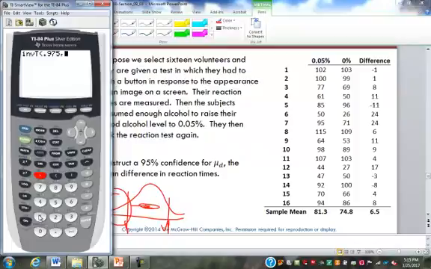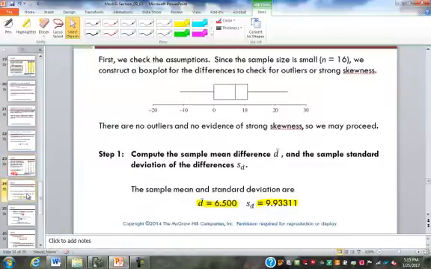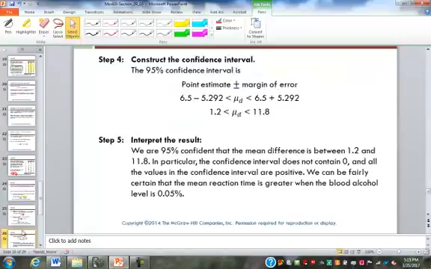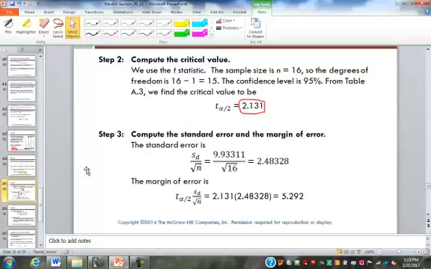0.975, and this is 15 degrees of freedom because the sample size is 16. And there we do get 2.131, which is what they had. So they're going to take the standard error, which is the 9.93311, the standard deviation of those differences, divided by the square root of 16. That's the square root of the sample size. So we get a standard error of 2.48328.